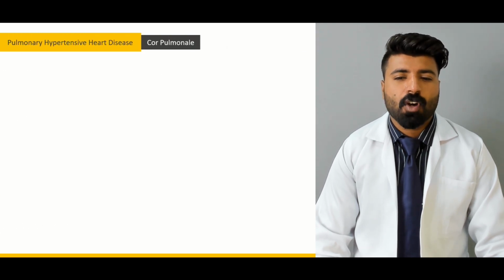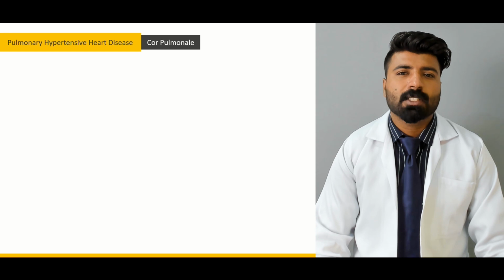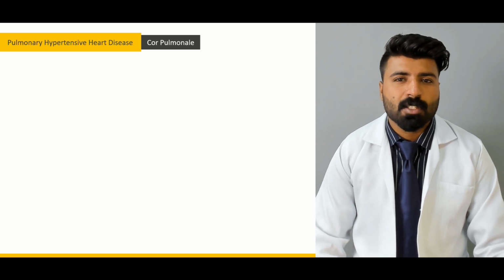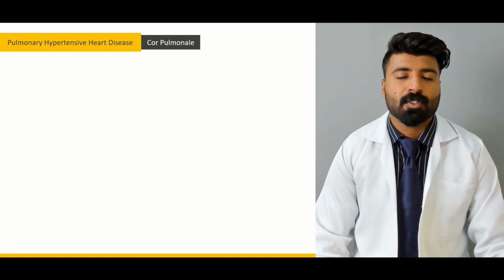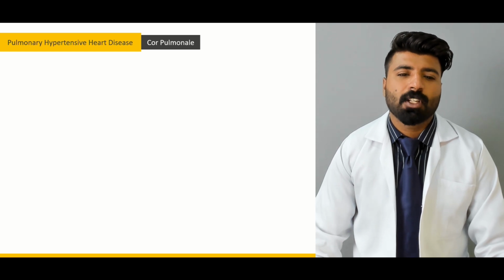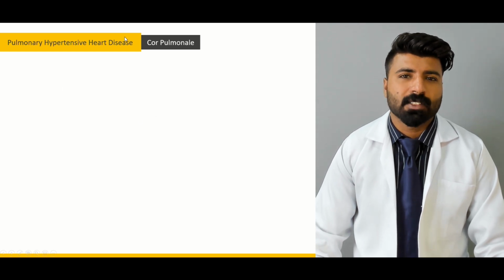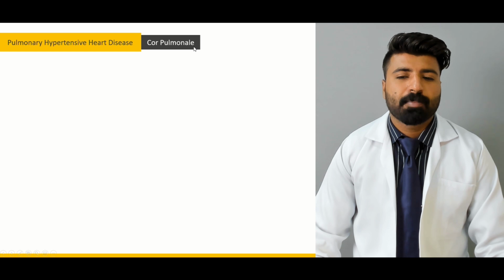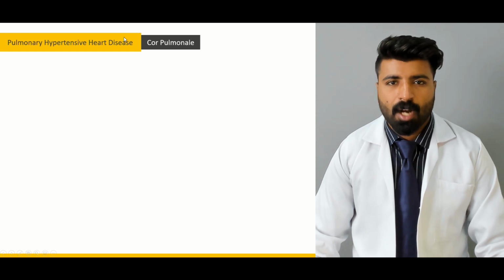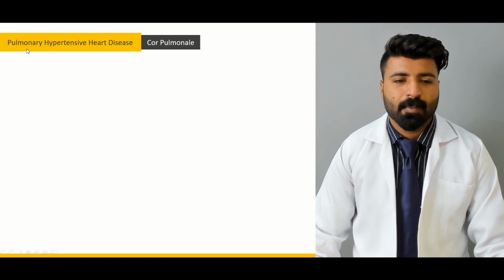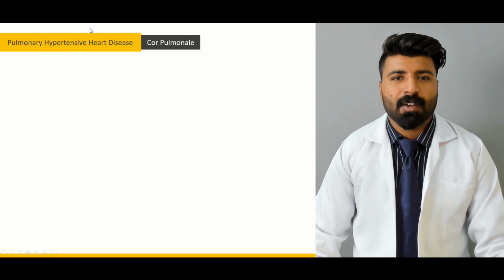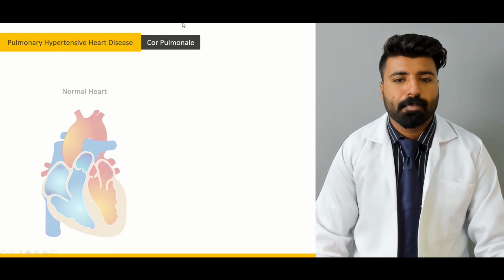Next on, we have cor pulmonale. What is cor pulmonale? You must have heard this term so many times, cor pulmonale. It's actually pulmonary hypertensive heart disease. It's basically failure of pulmonary vasculature, which in turn leads to heart disease, hypertensive heart disease. So pulmonary hypertensive heart disease is called cor pulmonale.